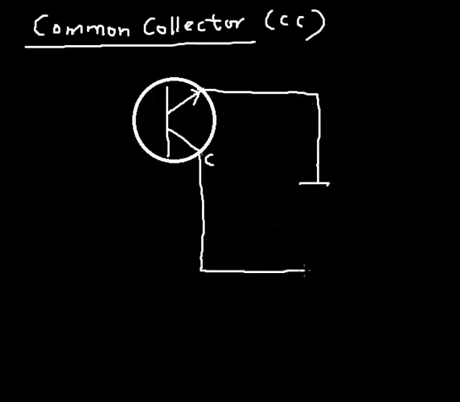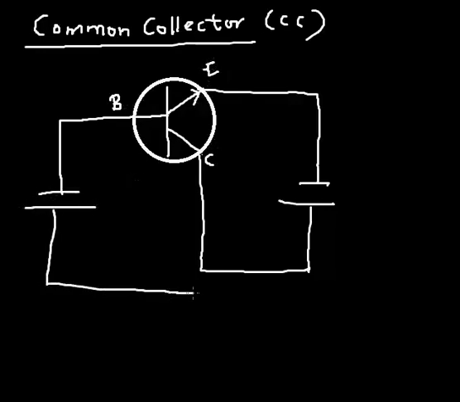Of course, you know very well that. Like, let me just bias it. Anyway, of course, this base, this collector, and this emitter, right? So now with what I have here, you discover that the collector is actually common.